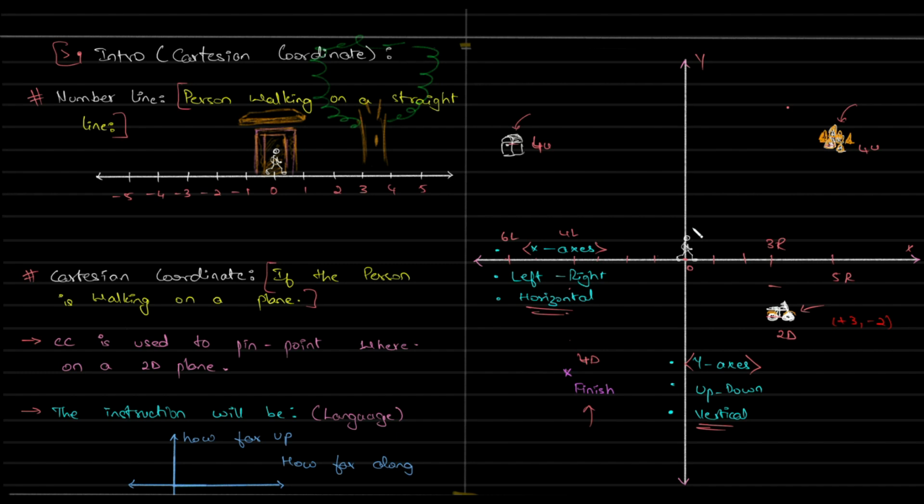So if I just scream out loud, plus 3 minus 2, the person will run over there and come back. And the next instruction will be, scream out loud, plus 5 plus 4. The person will know 5 steps to the right and 4 steps up. If I want 6 steps to the left and 4 steps up, instead of that, if I call out minus 6 and plus 4, the person will know they have to move to the left and then up, 6 and 4 steps respectively. And here the finish line is minus 4 and minus 4. Left and down, 4 steps and 4 steps respectively.